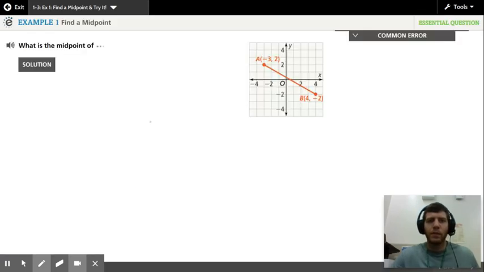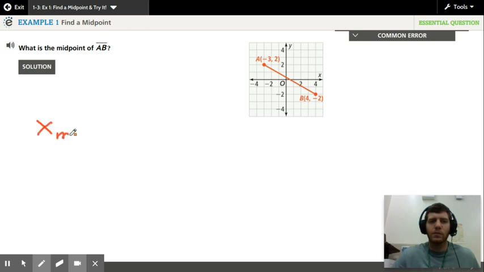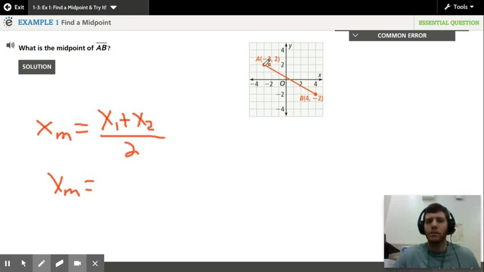Right, we want to know the midpoint of presumably AB here. So if we look at our formula, we need to find the x coordinate and the y coordinate. So I'm going to do the x coordinate first. So the x coordinate is going to be x1 plus x2 divided by 2. Okay, so the x coordinate of our midpoint is going to be equal to the sum of the two x coordinates of the endpoints divided by 2. So -3 and 4, and then divide by 2. So -3 plus 4 is 1. 1 divided by 2 is simply 1/2.